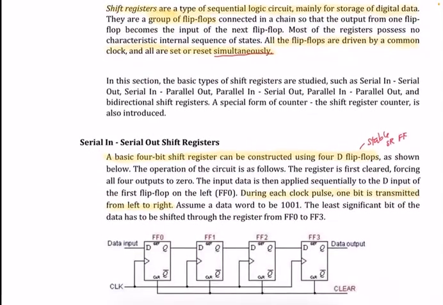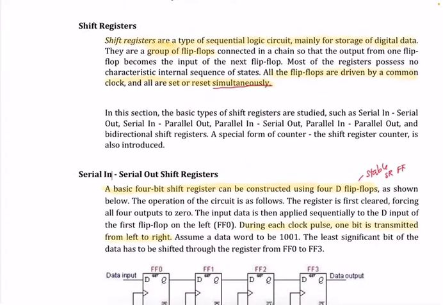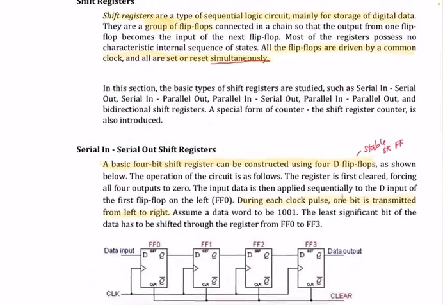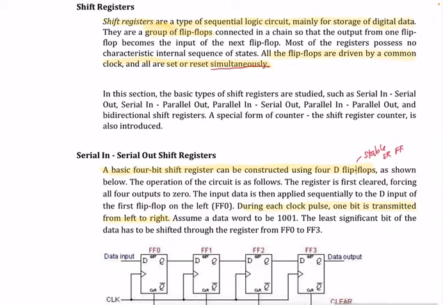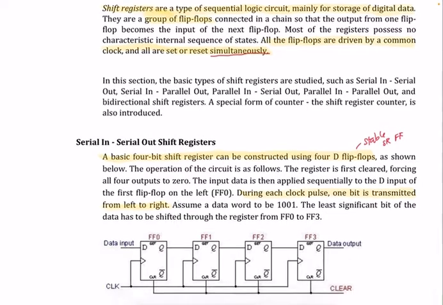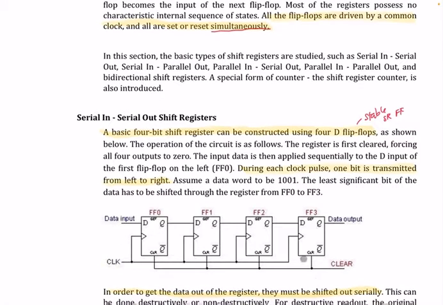Another type is the serial in, serial out shift register. A basic 4-digit shift register can be constructed using 4 D flip-flops. Ito yung modified version ng SR flip-flops, so mas stable to. During each clock pulse, 1 bit is transmitted from left to right. So, yun ang tatandaan nyo. From left to right, tinatransmit nila yung data, pero tinatransmit nila kasabay ng clock pulse.